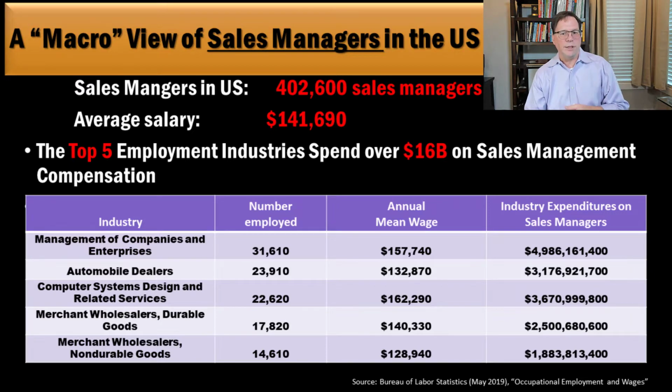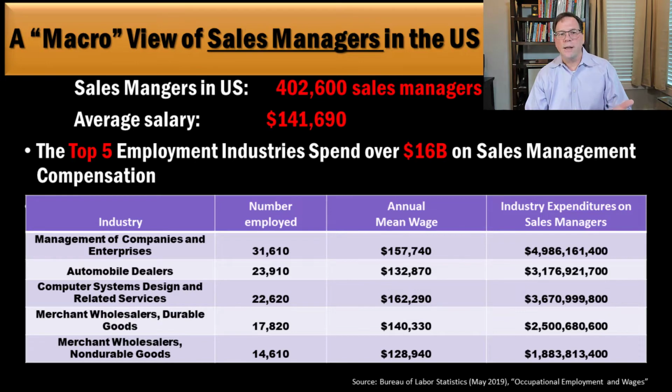But there are also some other ones in these bigger industries, like computer sales, computer system design sales. Some of these actually have pretty high salaries. And I'll talk some about salaries and how they may vary somewhat across industries. But if you just take those top five, these are the top five employment industries for sales managers. The total of sales managers is 402,000, so there's close to 400,000 sales managers in the United States. And their average salary is about $141,000 a year.